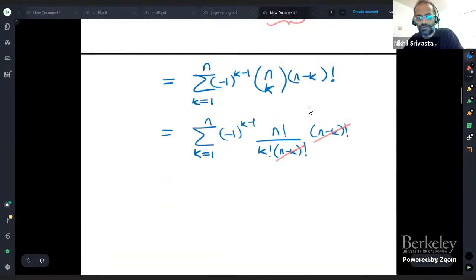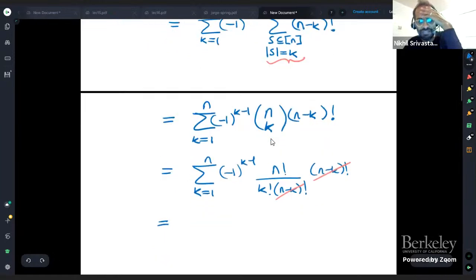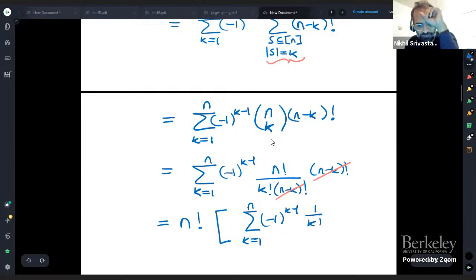Now I can rearrange these terms. I can pull the n factorial out in front. This is another principle of manipulating summations: n factorial doesn't depend on k, so it's just a constant as far as the summation is concerned. I can just pull it out in front, like multiplying everything by 2. So I get n factorial times the summation, k goes from 1 to n, (-1)^(k-1) times 1 over k factorial.